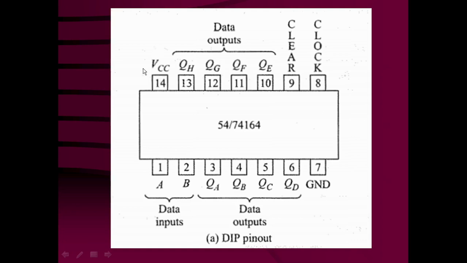Pin number 14 is VCC, where you can apply a plus 5 volt regulated power supply, and pin number 7 is ground. Pin number 9 is a clear input, asynchronous clear, and it is active low. As soon as you activate this terminal low, all the flip-flops are cleared or reset. Pin number 8 is the clock input, where the clock pulse should be given. On every positive transition of the clock pulse, the data will be shifted into the shift register.